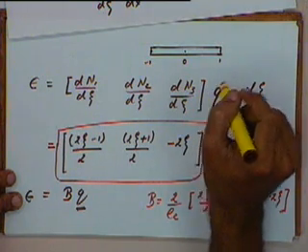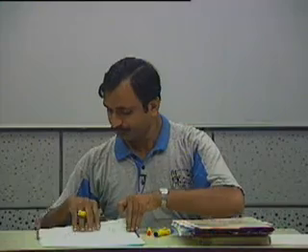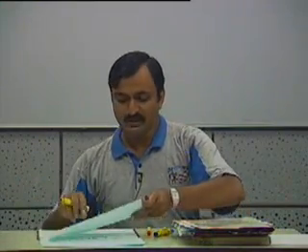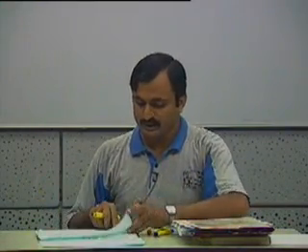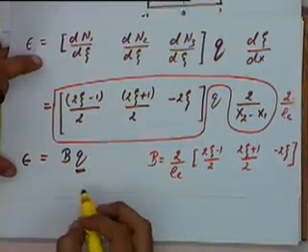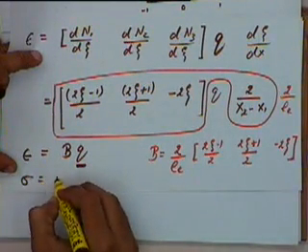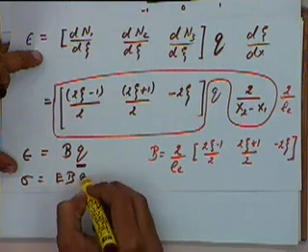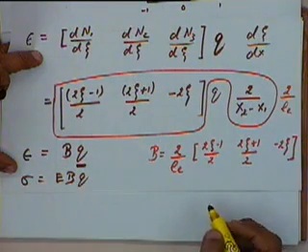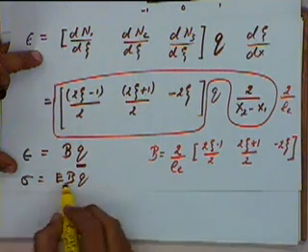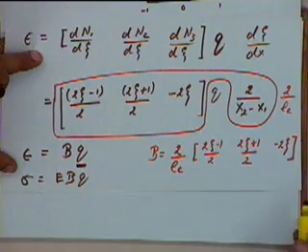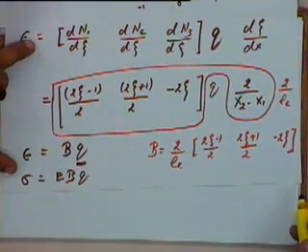Then once we have an expression for epsilon, we can immediately get the expression for sigma, which is nothing but E times B times Q, where sigma is the stress, which is Young's modulus multiplied by the strain.